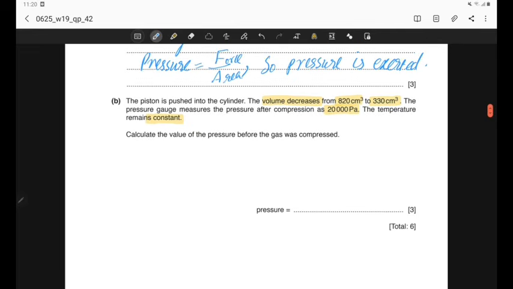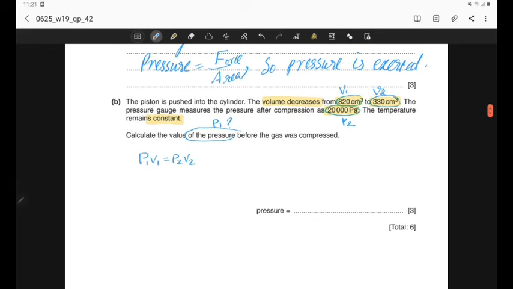So now the volume decreased. The initial volume we can represent with V1, and the final volume, decreased when the piston is pressed, is V2. When the volume decreased, the pressure increased, so the new pressure is P2. We need to calculate the initial pressure, P1. So here you can use the equation P1 V1 is equal to P2 V2. This is Boyle's law.